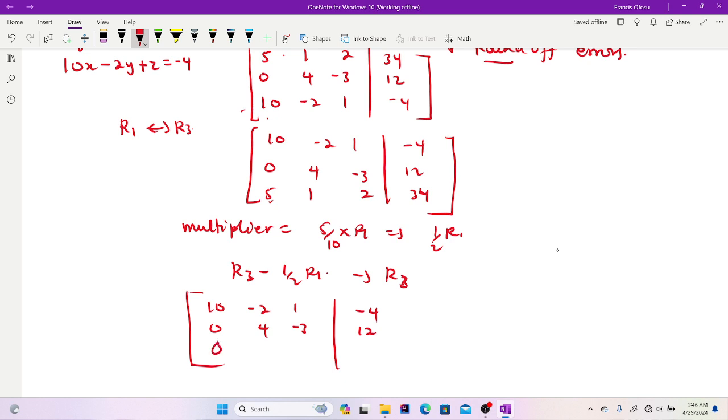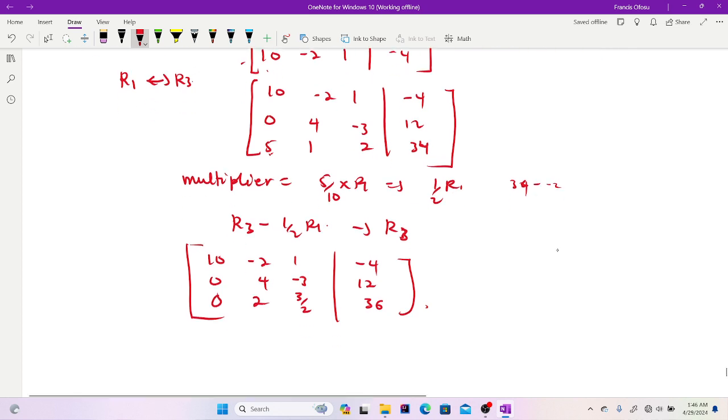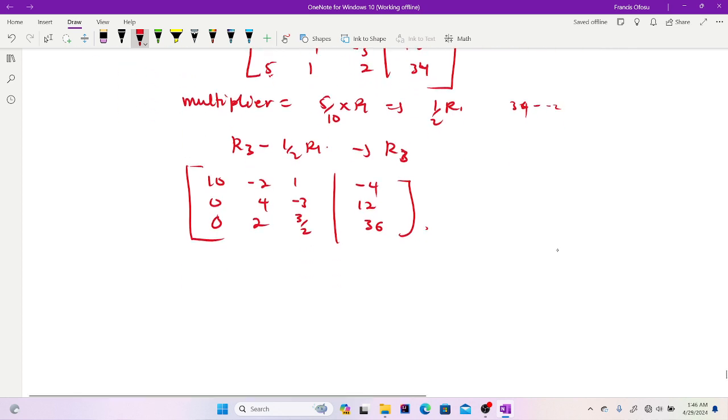1 minus half of negative 1 will be 1 minus minus 1, giving me 2. Then 2 minus half of 1. So that is 2 minus half, 1.5. So 3 out of 2. Okay. Then 34 minus half of negative 4. So it will be 34 minus 2, giving me 36 here. So we are done with our first step.